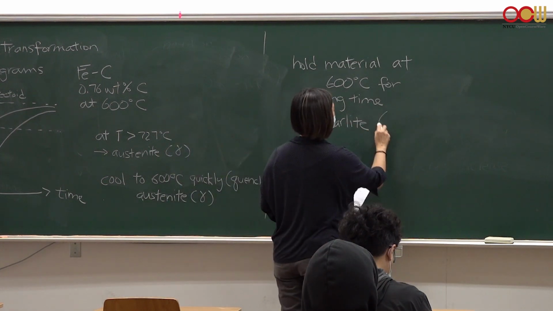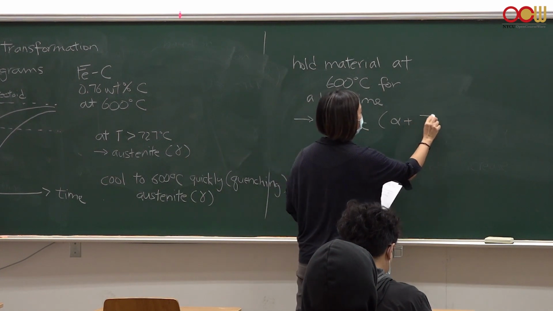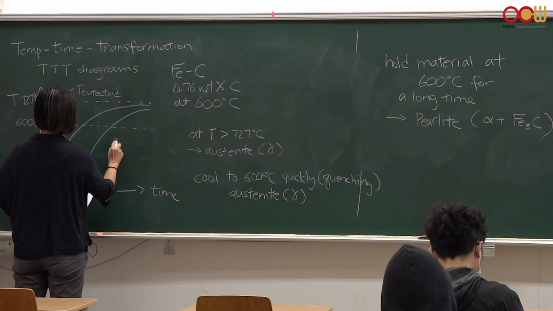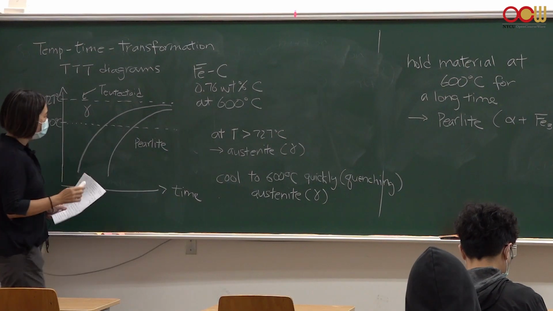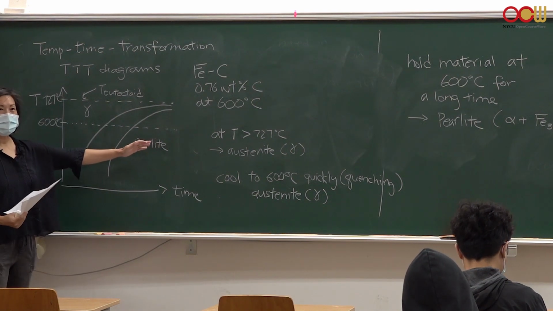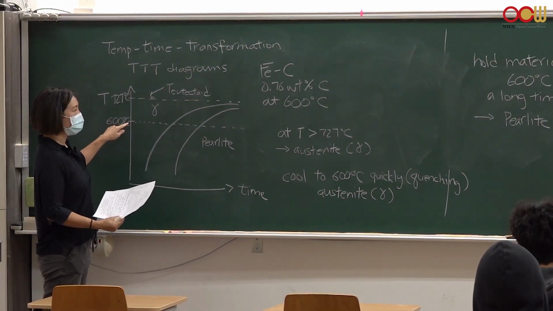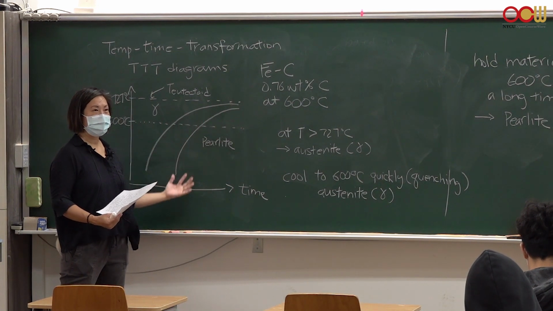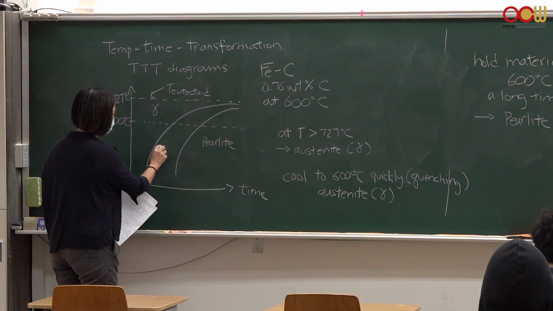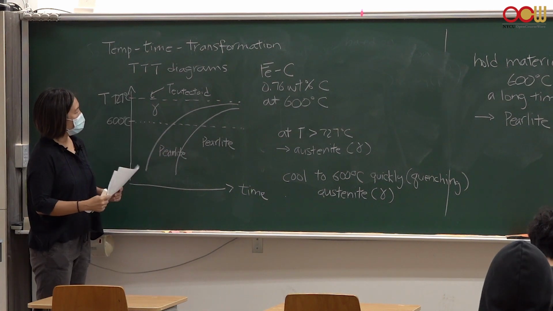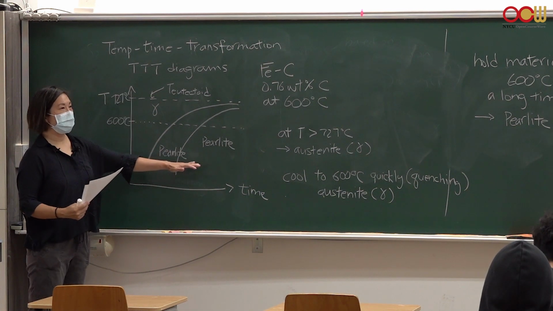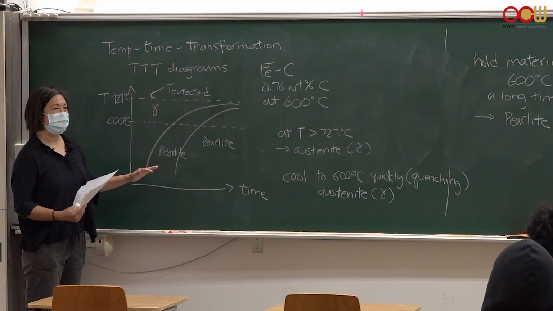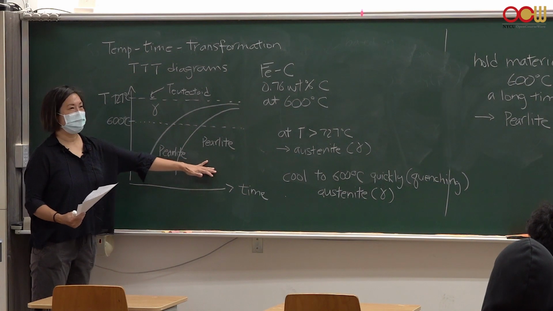And perlite is a combination of alpha and cementite, but they're layers. Okay, so that's what you might see here. At 600 degrees C, you hold it for a long time, and you get perlite. So the phase is here. And you also have perlite here. But there's some difference between the two perlites. What might you expect to be the difference between the perlite here and the perlite here?